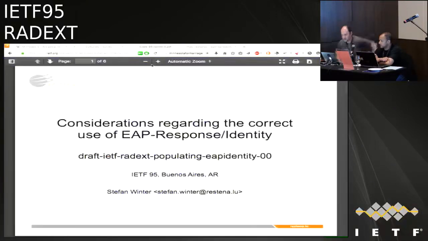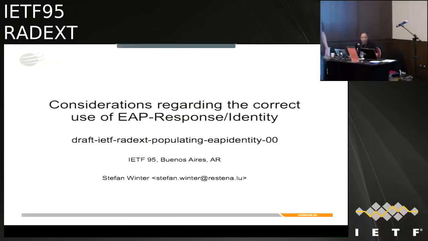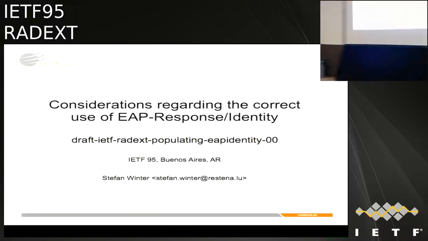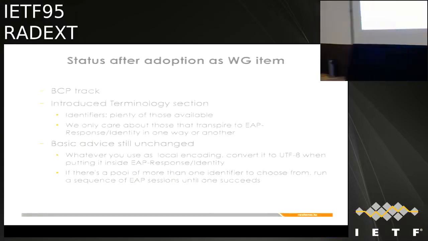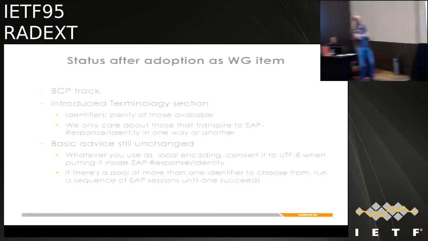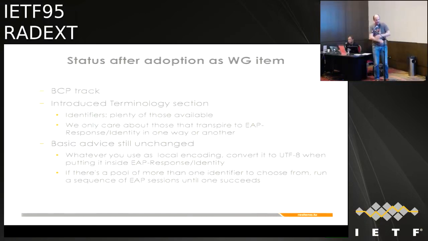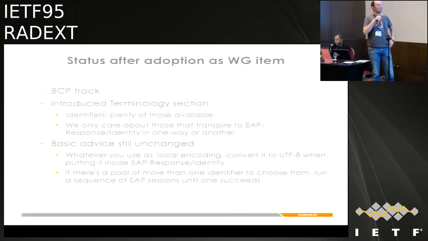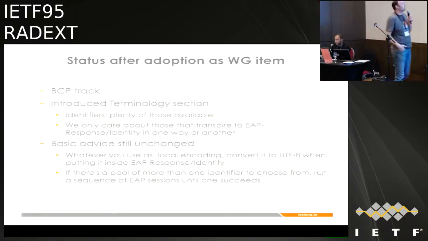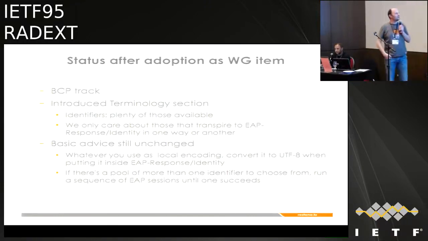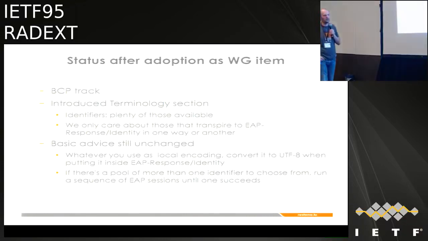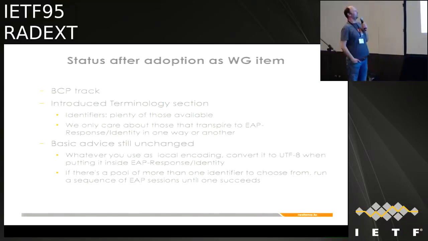Could you advance the slides? So this is about the populating heap identity, and it is the thing that clogged up the mailing list in the last couple of days. So this was finally accepted as a working group item, and the changes in the meantime were that this is now going on the BCP track. There is a terminology section in which I made up some identifiers, but my choice maybe was not the best.